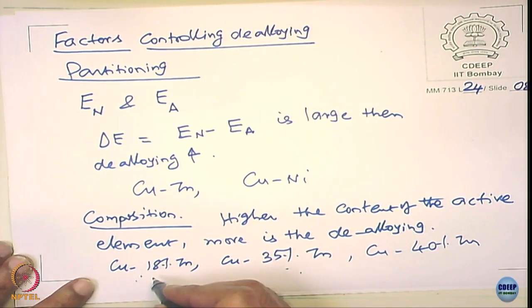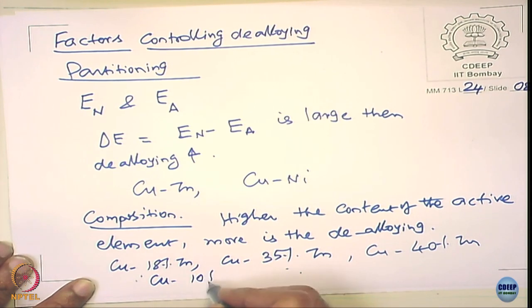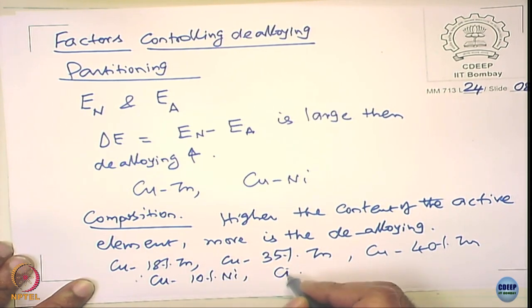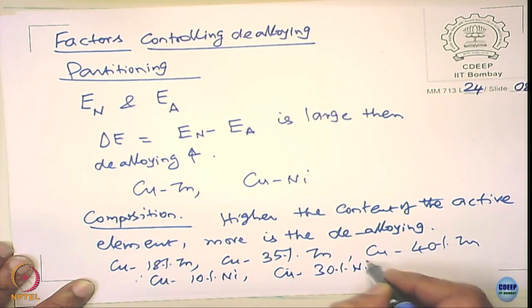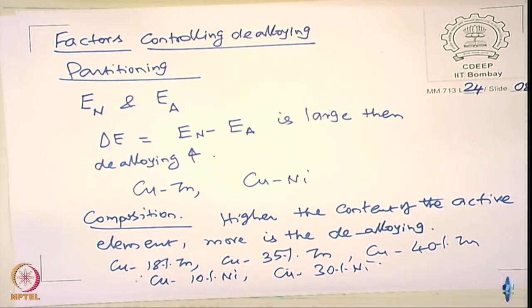Similarly, you can also have copper 10% nickel and copper 30% nickel. The question you will then ask is, why would people use alpha beta brasses in seawater? Why do they use them? Because alpha beta brasses have better erosion corrosion resistance. They have better mechanical properties. So the damage mechanism need not always be dealloying. It can be a simultaneous process. When there is a flow line, there is velocity, you can have dealloying, you can also have erosion corrosion.